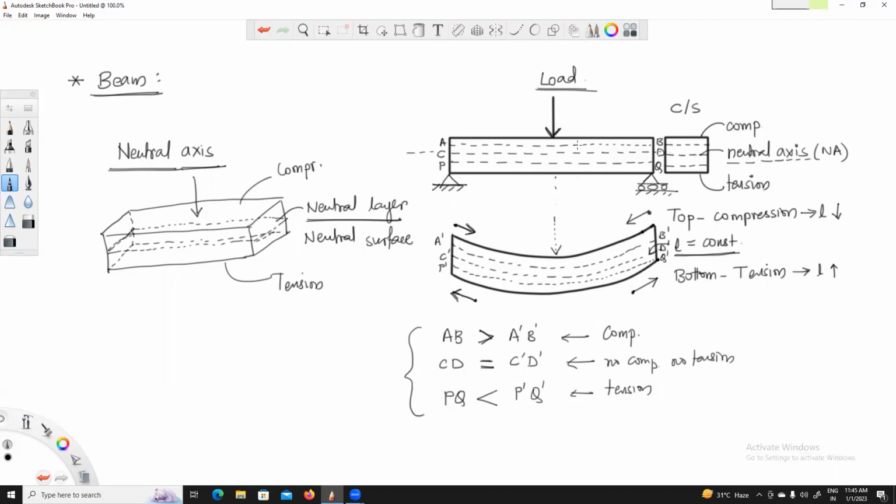Suppose the fibers above the neutral axis are under compression, then the fibers below the neutral axis will be under tension, and vice versa. But the neutral axis is not under tension and not under compression either, so its length is going to remain constant. So this is called the neutral axis. If you consider 3D, it is a kind of surface, so it is termed the neutral surface also.